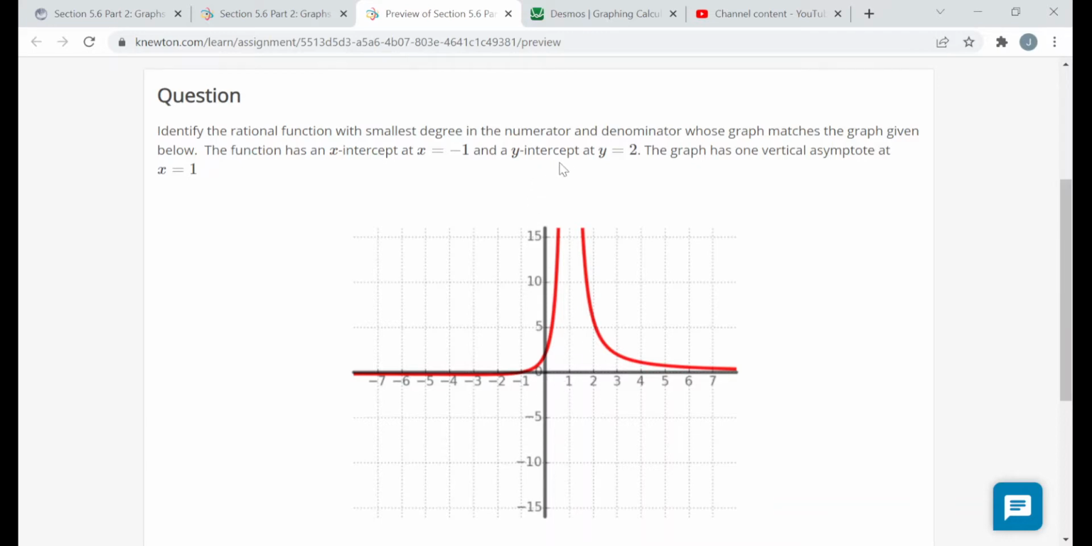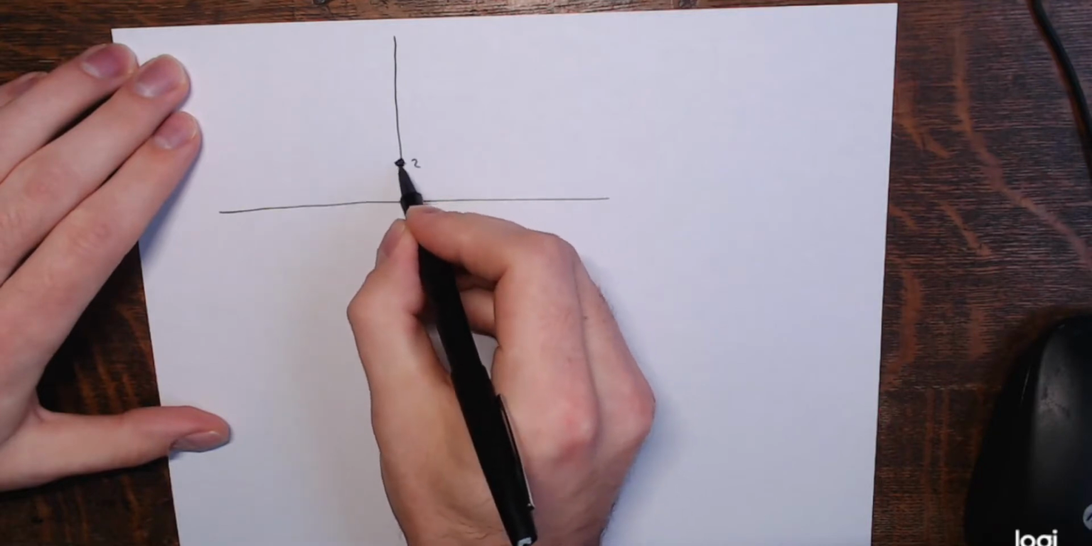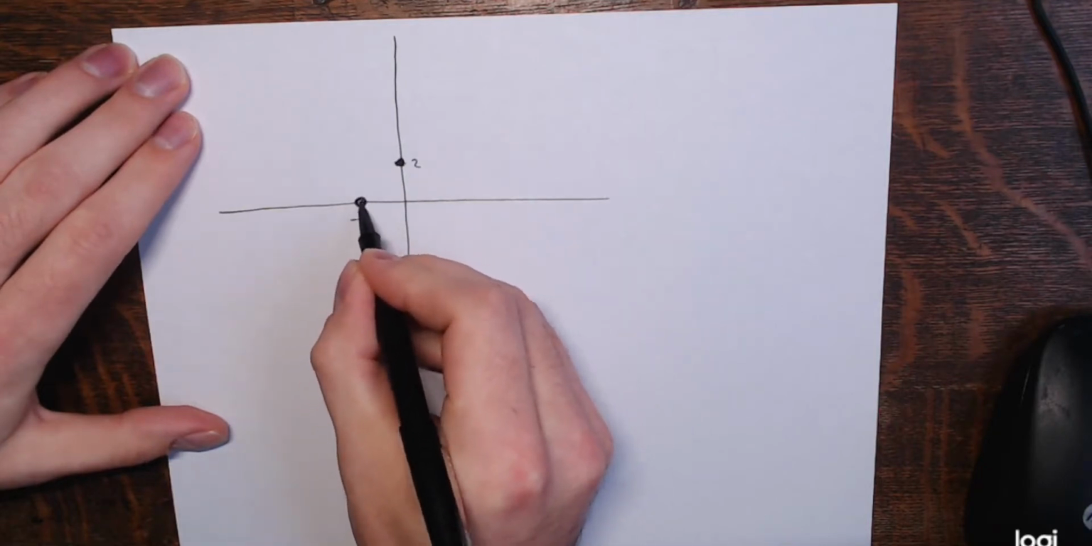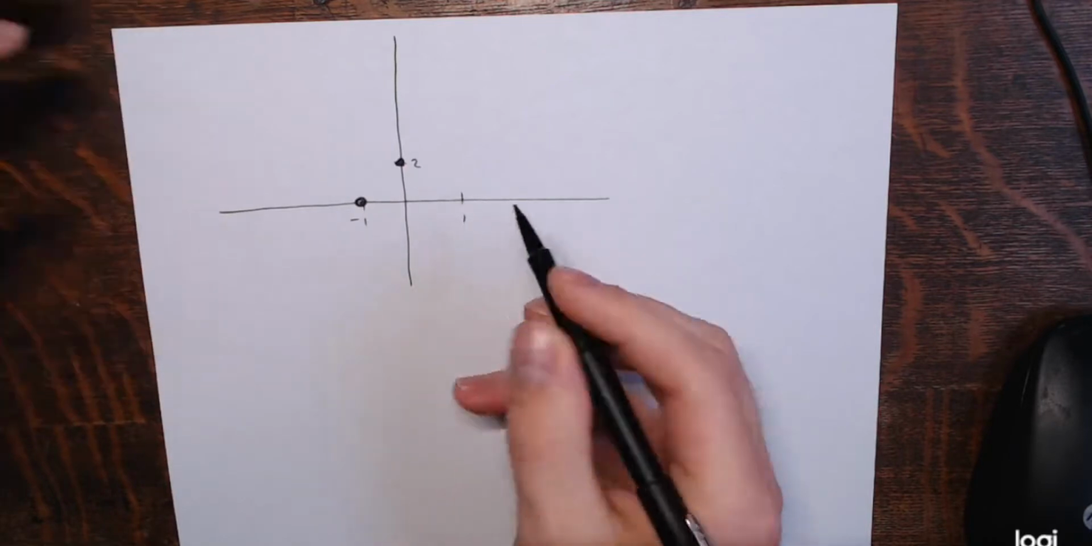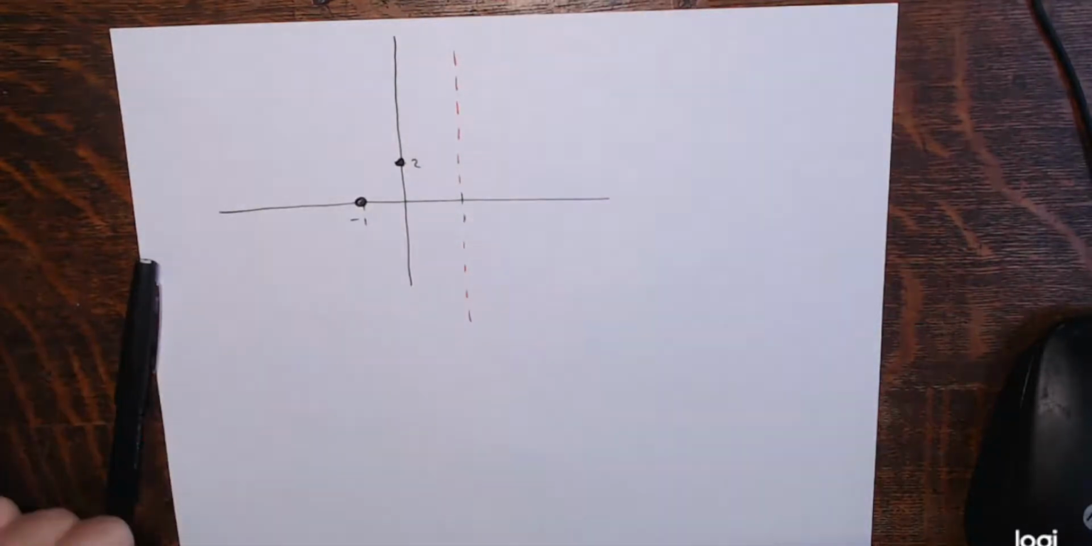And it also has a y-intercept at +2, so (0, 2) here. Now that point, the y-intercept, we're going to use that to find that a, that scale factor. And it has a vertical asymptote at 1. All right, so again, I'm going to draw a little rough sketch of this actually. All right, so (0, 2) was the y-intercept, (-1, 0) was the x-intercept, and it has a vertical asymptote, x equals 1, and the graph looked something like this.